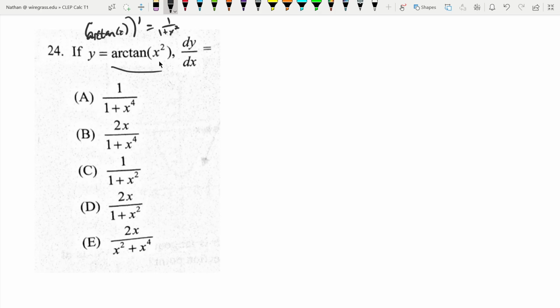In this case, we have a function inside of that, so the derivative of x squared is 2x, and you multiply it by the derivative of the outside, which is 1 over 1 plus x squared, but you evaluate it at the inside. So it's not going to be x squared, but x squared squared. So we get 2x over 1 plus x to the fourth. That's going to be b.